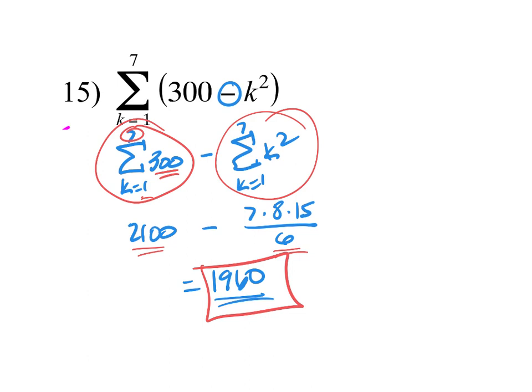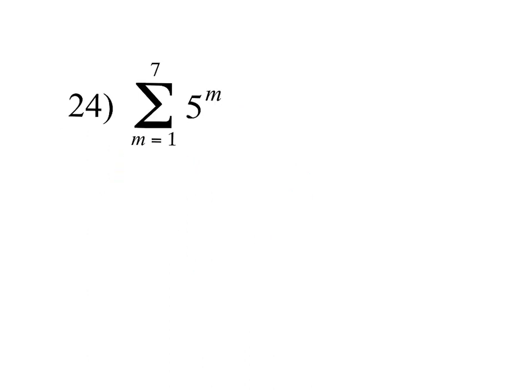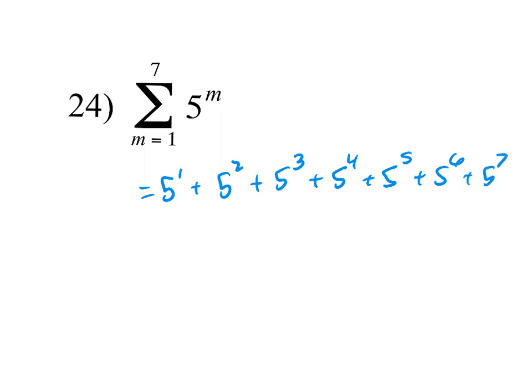Okay, last thing, and then I need to stop. We don't have formulas for all of the different expressions that you can come across. And in particular, if you come across an exponential like this, we don't have a formula for that. So you're going to have to do this one by brute force. So this would be 5 to the first power plus 5 to the second power plus 5 to the third power plus 5 to the fourth power plus 5 to the fifth power plus 5 to the sixth power plus 5 to the seventh, right? You got to add those up.